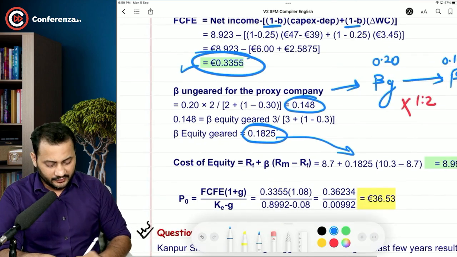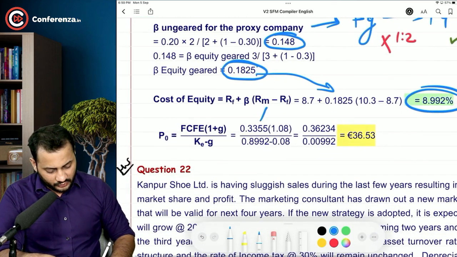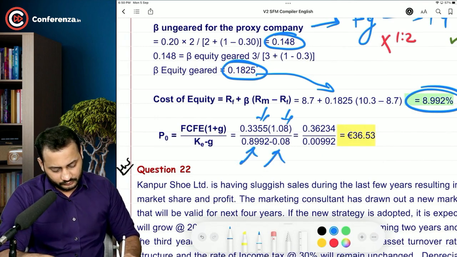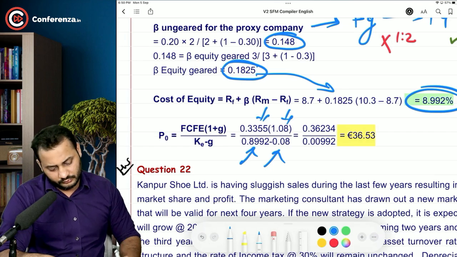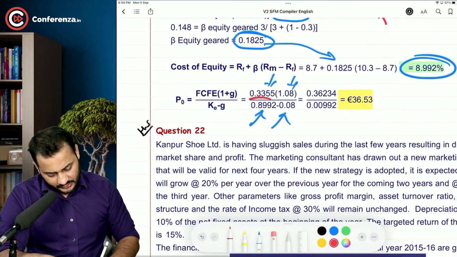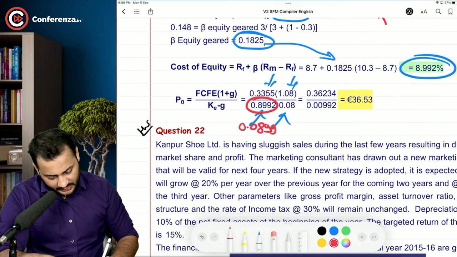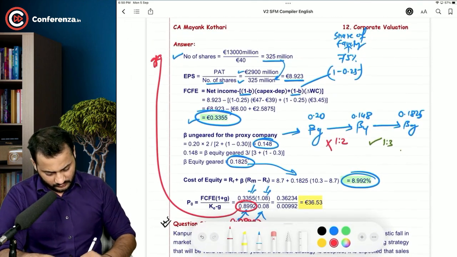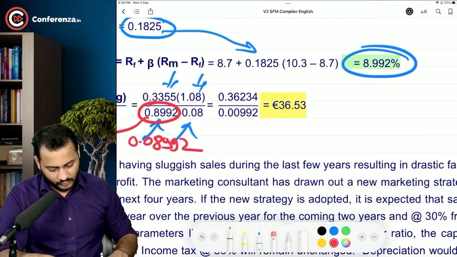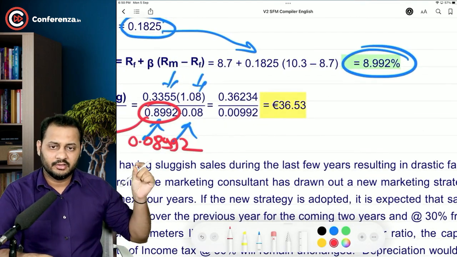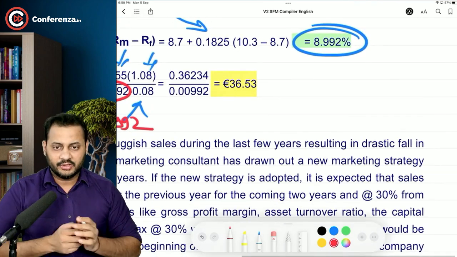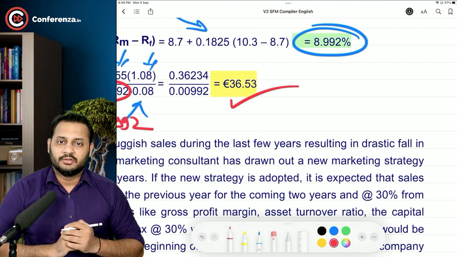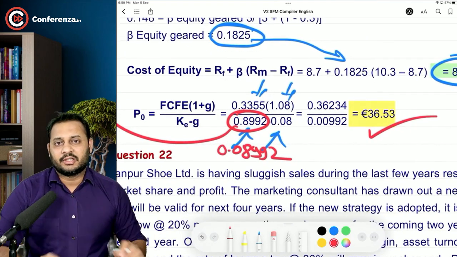Now we have this FCFE and the cost of equity. So FCFE, growth rate, cost of equity, and so there is a slight change here. It should be 0.08992 instead of 0.8992. 0.08992. The answer is correct. It's just the printing mistake. So 0.36234 divided by this, 36.53 is your answer. This is how you have calculated every step.